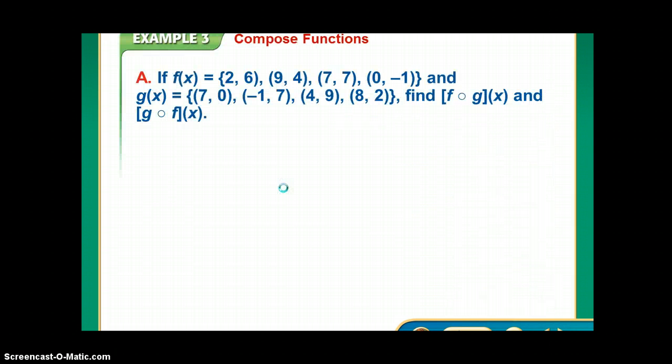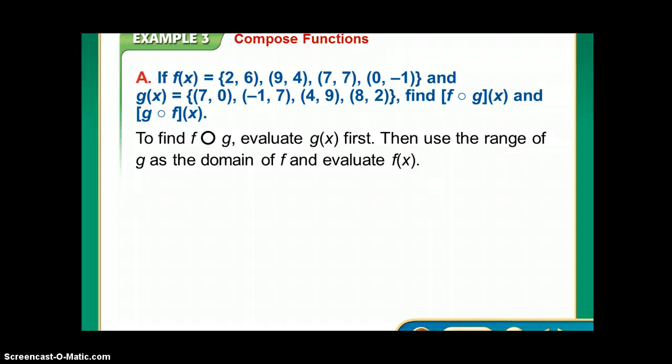So copy this down. If I have f of x equals these coordinates and g of x equals all those coordinates, first we have to find f of g of x, and then we'll find g of f of x. So the first thing we've got to do to find f of g of x is find g of x. To find f of g, we have to evaluate g of x first. And then we're going to use the range of g, or our outputs of g, as our inputs, or domain, of f. So, g of 7.